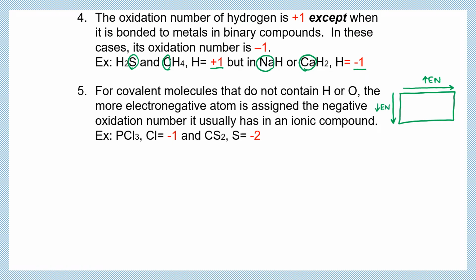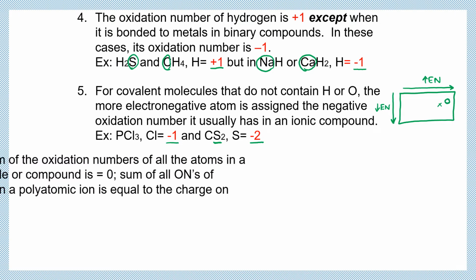Okay, let's take a look. We have phosphorus and chlorine. Chlorine is a halogen located here. Phosphorus is not a halogen, it's somewhere here. And obviously, we see that chlorine is the more electronegative element, so it gets its normal oxidation number of -1, where phosphorus doesn't. And then sulfur, same thing. It is more electronegative than carbon, so it gets a -2 charge, oxidation number.